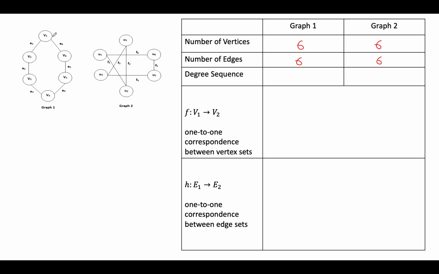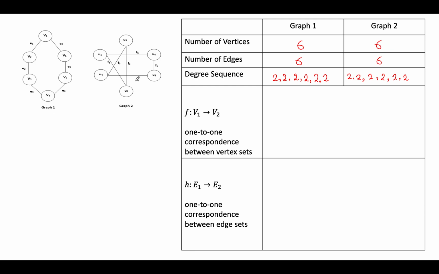Degree sequence. V1 has 2 edges. V2 also 2. V3 2. V4, V5, and V6. Each vertex in graph 1 has 2 edges. In graph 2, also the same. U1 has 2 edges. U2 also 2. U3 2. U4 2. U5 2. And U6 also 2. So here we have 1, 2, 3, 4, 5, and 6.